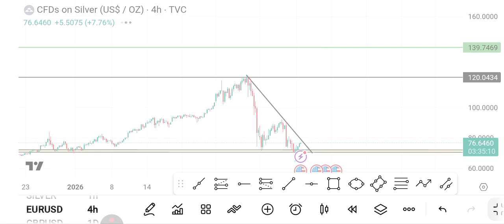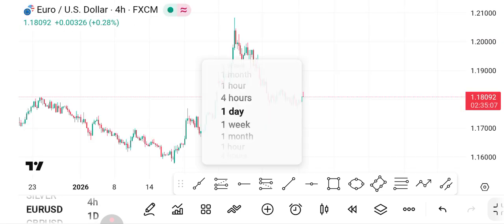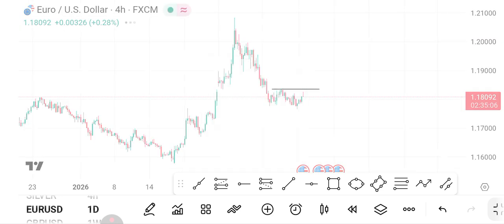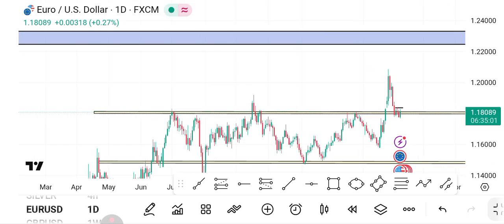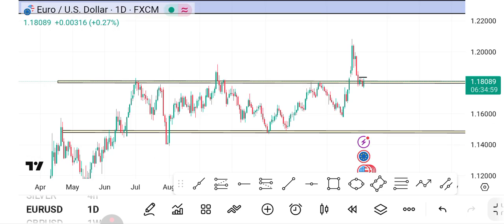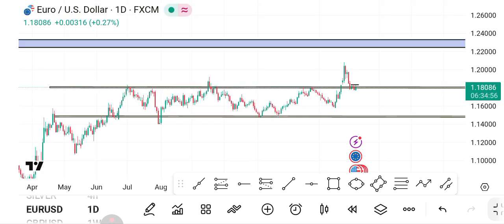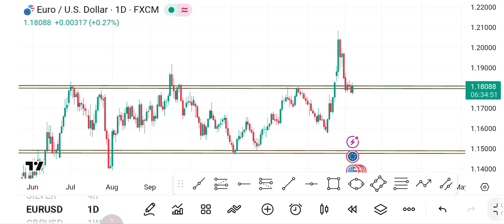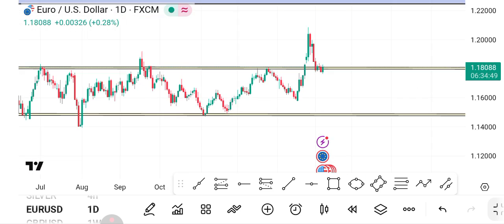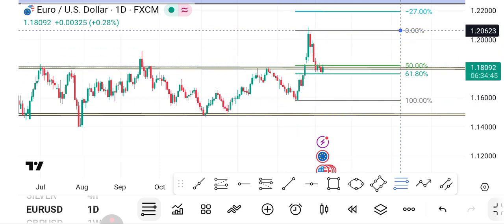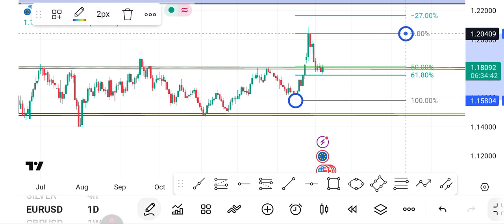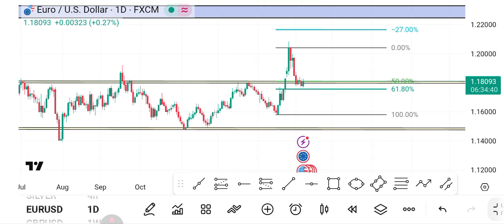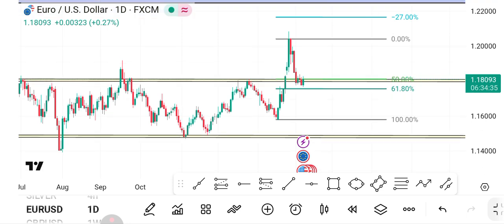Euro USD. So Euro USD, we know that we broke out of this range, and we are currently testing the top of the range. So I do believe that we are going to shoot up to the upside from here because this is a pullback to the 50 fib level. We have support there, so that's confluence, which tells me that this is a strong level.